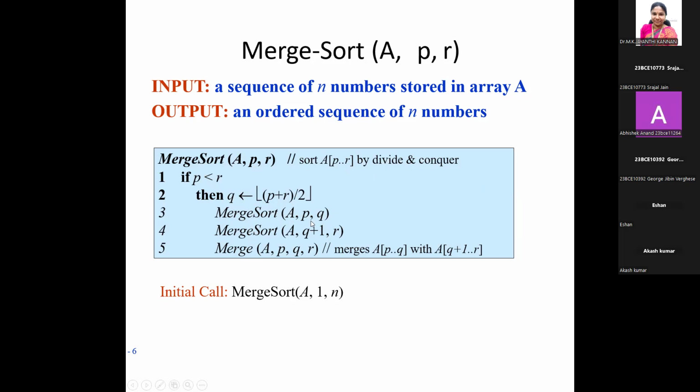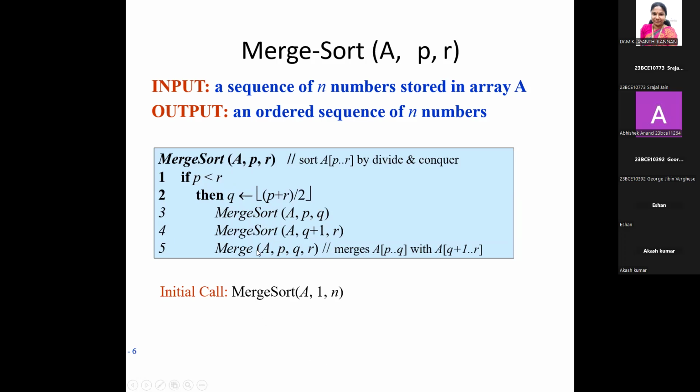Zeroth index to midpoint. Again, Q plus 1 means the midpoint plus 1 to the last array index. So we are dividing the given n numbers into n by 2 and n by 2. For the first n by 2, we are calling the merge sort recursively, and for the next n by 2, we are calling the merge sort recursively. So merge sort is called within the same function, a recursive call, 2 times. After this, we will get the sorted first half of the array and the sorted second half of the array.